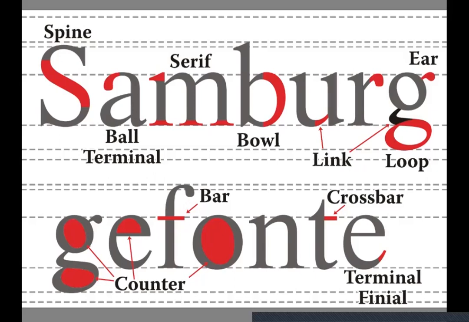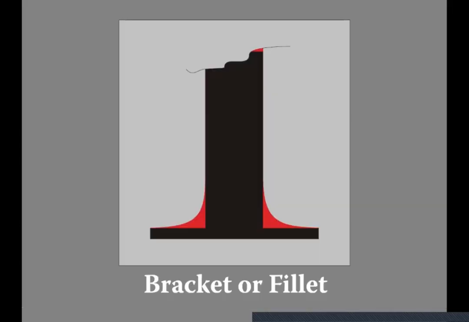Here's the terminal or finial. The finial is how it ends. The terminal is the end, and the finial is how it ends. So sometimes this may have a ball on the end, a ball terminal that could be construed as a finial. Serifs at the end of a stem stroke, a smaller stroke, these may or may not have a bracket or fillet. Bracket or fillet is something that fills in where the two strokes come together.